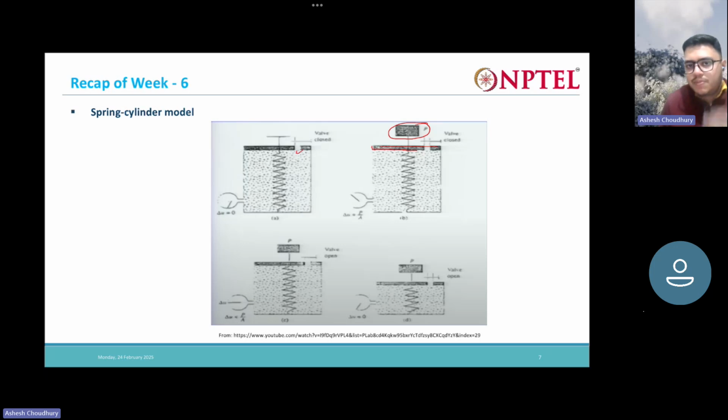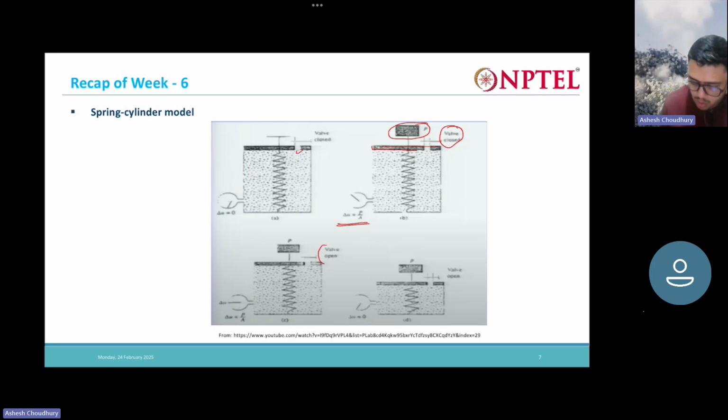As soon as we apply the load, that load will immediately appear as the excess pore water pressure. Whatever load we are applying will immediately get transformed to the excess pore water pressure. You can see the excess pore water pressure increased by an equal amount. Now, see, the valve is closed.